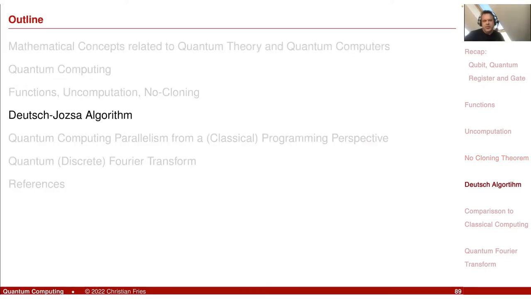So that was my small tour through functions, no cloning, and uncomputation. We will see a few aspects of this in our next algorithm. The next algorithm, the Deutsch-Jozsa algorithm, is also a very nice example. Maybe I like the Grover algorithm a little bit more, because there you also see this feature with the probability a bit nicer. But the Grover algorithm had a quadratic improvement: instead of n steps, it was square root of n steps. And this algorithm has an exponential improvement.